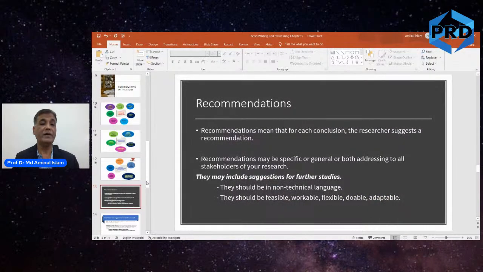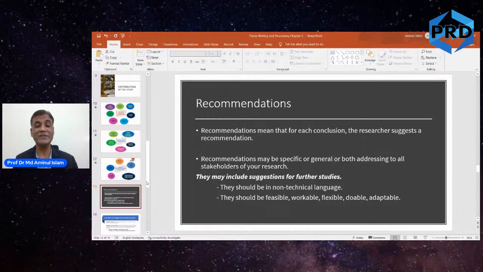Okay, the next one, the recommendations. Okay, so now you are making conclusions. Before you make a conclusion, you are suggesting certain recommendations, some specific and some broad recommendations. Okay, and this could be in non-technical language, and it should be something feasible, workable, flexible, doable, and adaptable. Okay, I put five words there that could be understood.